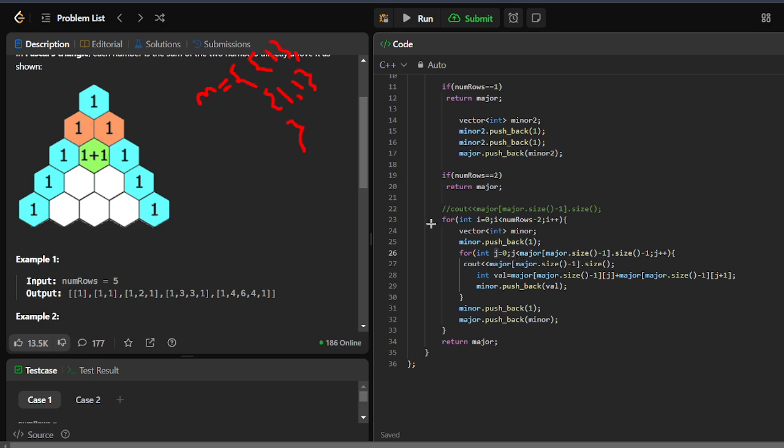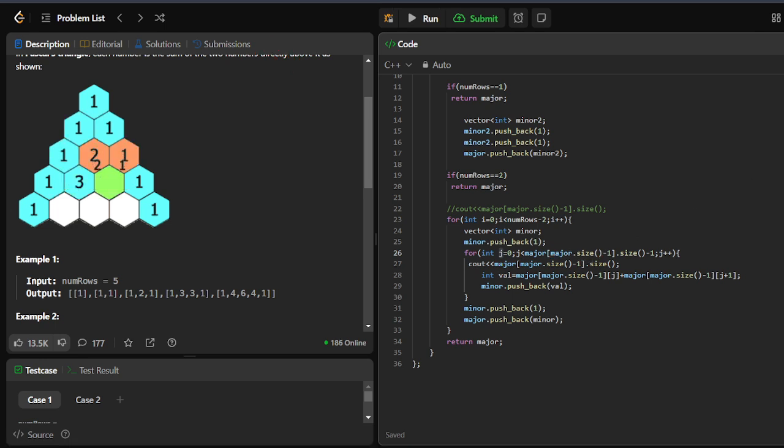If j is denoting the last row of the major vector, I'm running on the last row, but I need the size of this row, because the first time the size is 1, the second time the size is 2, the third time it is 3, the fourth time it is 4. I hope you understand. We want the length of the current row. Therefore, how do we find that? It's simply major dot size.